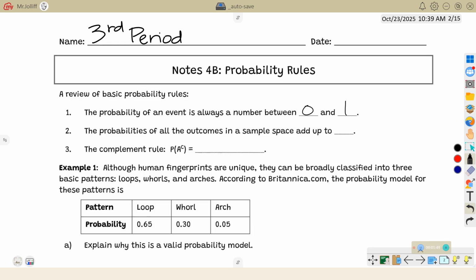Probabilities of all outcomes in a sample space should add up to what? 1. Very good, because that's all outcomes, 100% of the possibilities. Last one is the complement rule. If I have event A and I have event not A, that should be the whole sample space. So I know if I want to find the probability of not A, that should be 1 minus the probability of A. A plus not A should add up to everything.